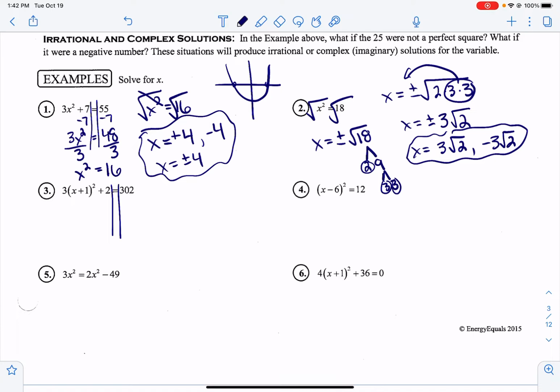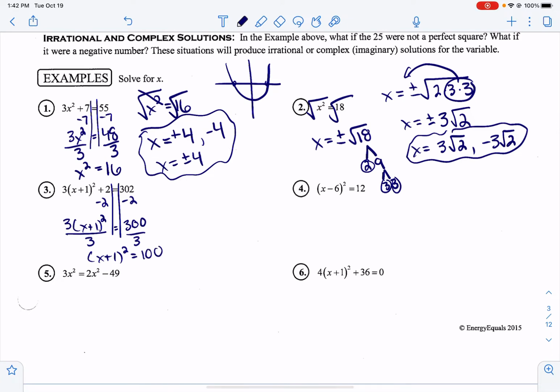So the first thing I want to do is get x. I want to get everything away from the x. So if I start doing this correctly, and this is something some of you haven't done in a while, to get x alone, the first thing I have to do is minus this 2. So I end up with 3 times x plus 1 squared is equal to 302 minus 2 is 300. Now, the next thing I have to do is divide by 3. So I end up with x plus 1 squared equals 300 divided by 3 is 100.